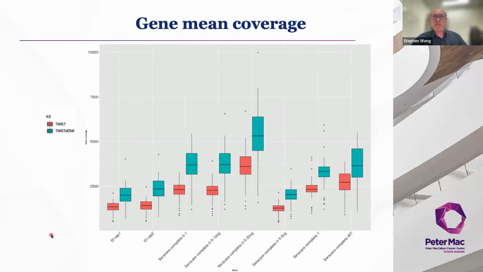Interestingly, when we looked at the overall mean coverage of each sample, we also see a higher mean coverage for those samples that utilized cell-free DNA chemistry. And in particular, when we went to 20 nanograms, we observed a very high difference between the kits, indicating a much better conversion rate of unique cell-free DNA molecules that are sequenced.